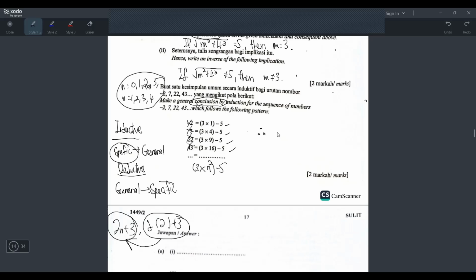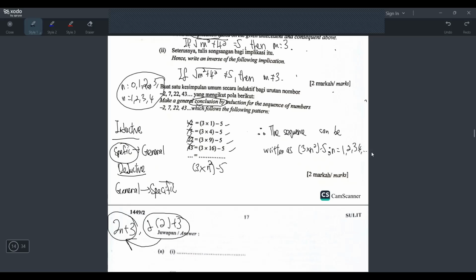So what I'll write here, the sequence can be written as this formula. 3 times n square minus 5, and then use this symbol. N is equals to 1, 2, 3, 4, and so on.